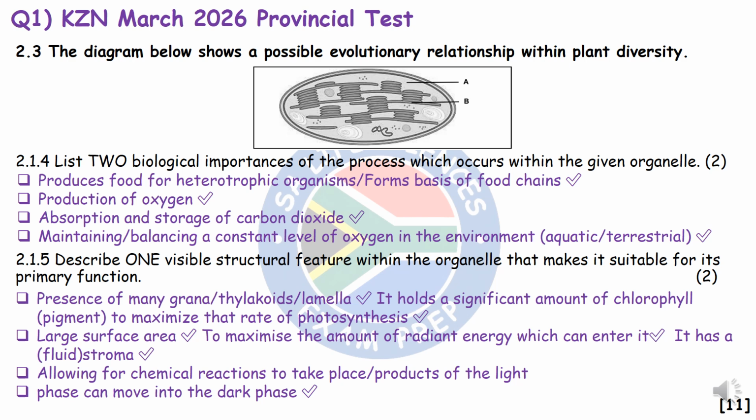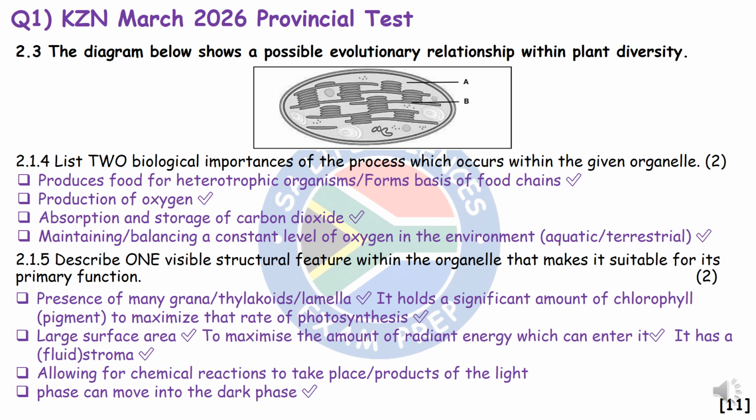So let's look at the grana or the thylakoids. The thylakoids carry a significant amount of chlorophyll to maximize photosynthesis, right? So the thylakoids have a lot of chlorophyll, which is the pigment that absorbs sunlight to maximize photosynthesis. We've listed the structural feature, which is the thylakoid, and we have stated how that feature is able to carry out photosynthesis.